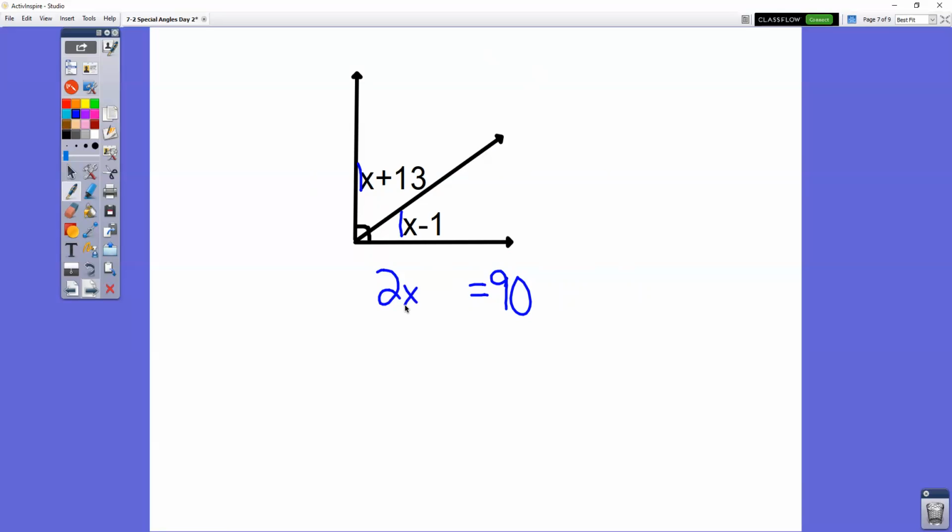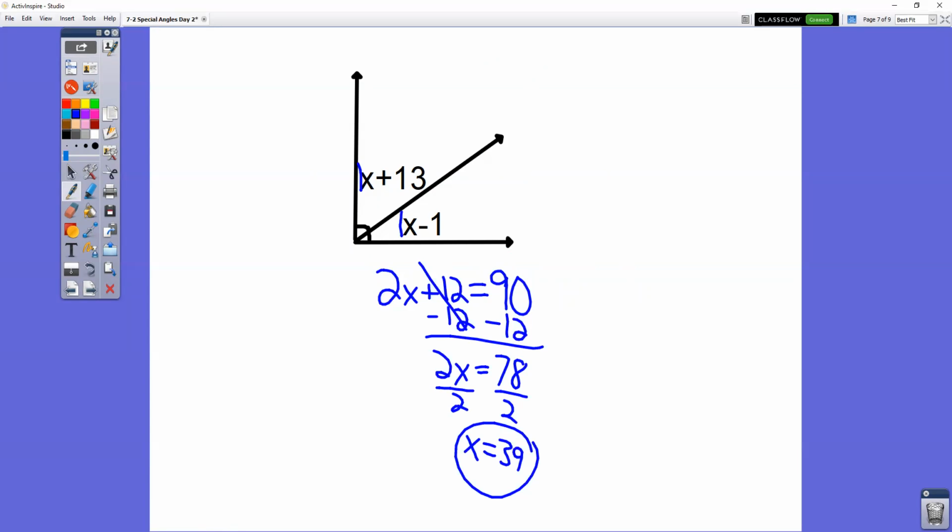Add together your plain numbers. 13, positive 13, and a negative 1 make a positive 12. So we're going to write plus 12. So there's our equation. Minus 12, minus 12. So we have 2x equals 78. Divide by 2, divide by 2. x equals 39. Take that 39 and sub it back in for x.